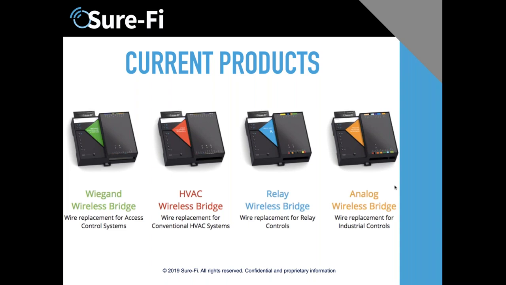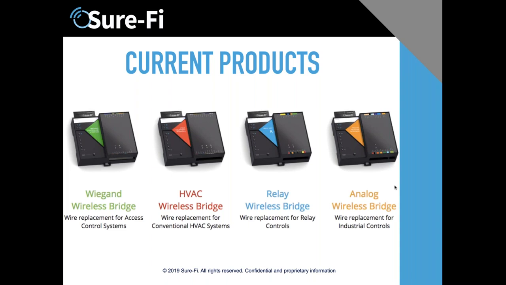The relay bridge, which is the blue one, is exactly the same minus the Wiegand. If you've got a situation where someone calls up the secretary and says, hey, I need to get in gate two, and she pushes a button, you just need relays back and forth. The blue one is the relay bridge.